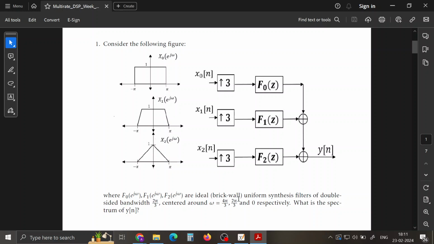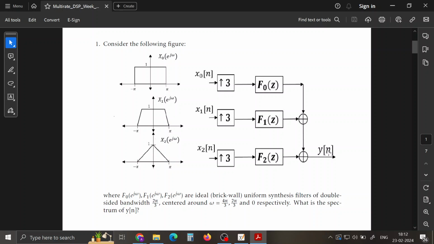Given this information, if you look at the figure on the left, the spectra of the three input sequences are given. All of them are band limited from minus pi to pi. Given all this information, we are asked to find the spectrum of the sequence y of n, that is, Y of e power j omega. That's what you need to find.